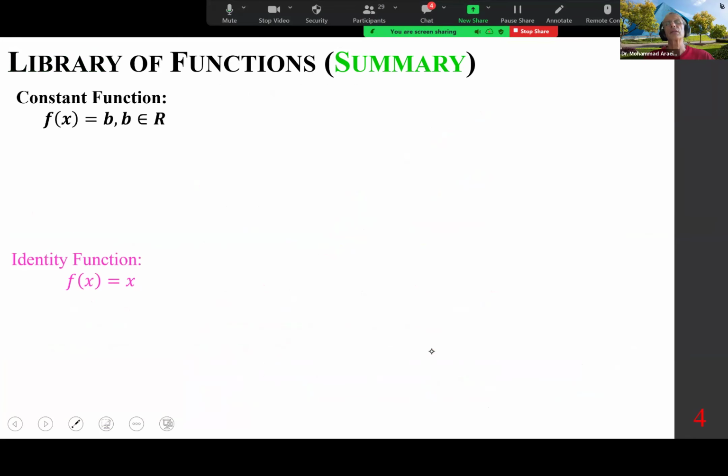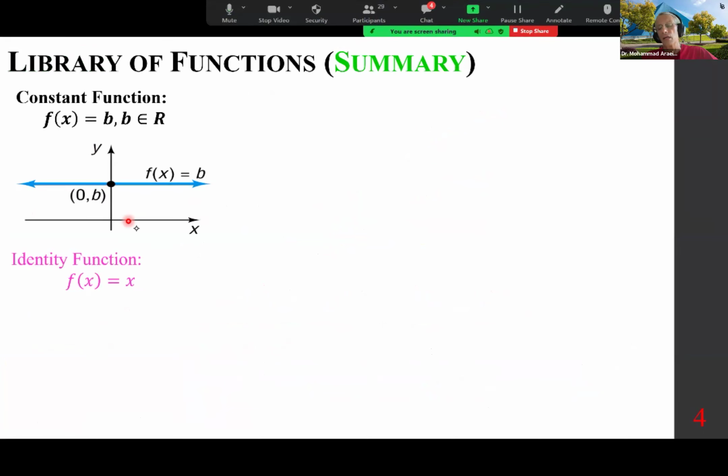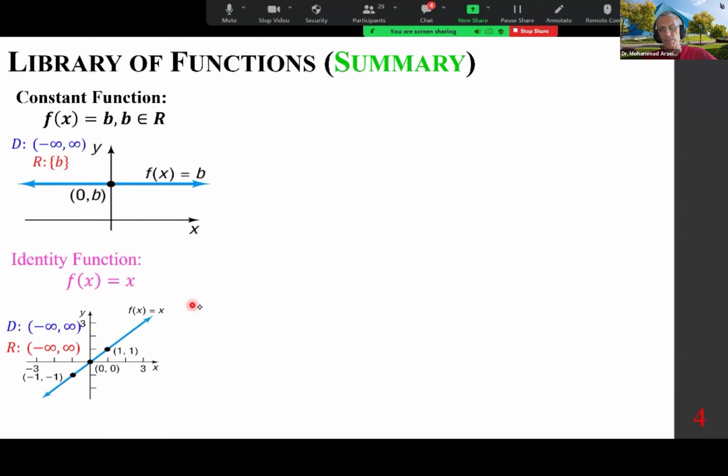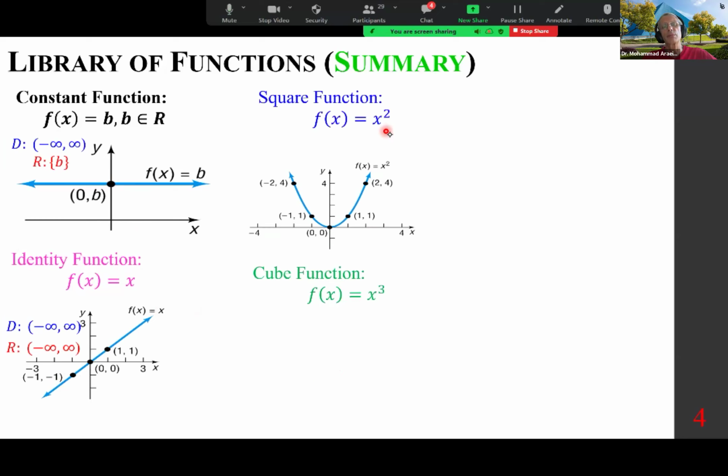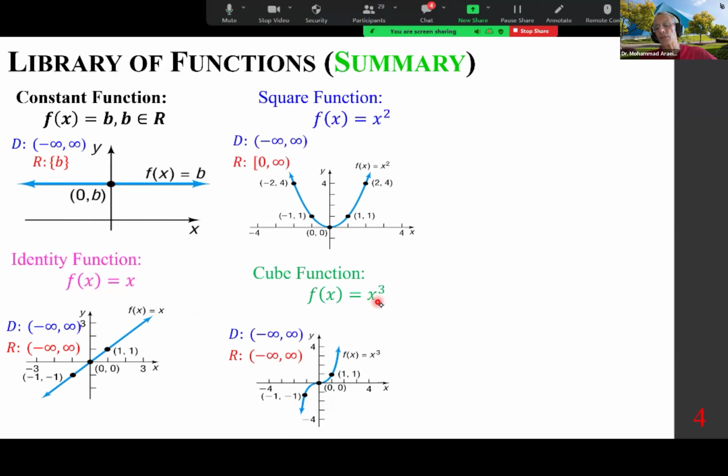Also, as far as the graphs, because we're going to need them here, reminding you that it's a constant function. The domain is all real numbers, but the range is just 1 point, namely b. Identity function, y or f of x equals x, domain and range are all real numbers. Square function, y equals x squared. It's a parabola where the domain is all real numbers, but the range is from 0 to infinity. f of x equals x cubed, the cube function, the domain is all real numbers as well as the range.